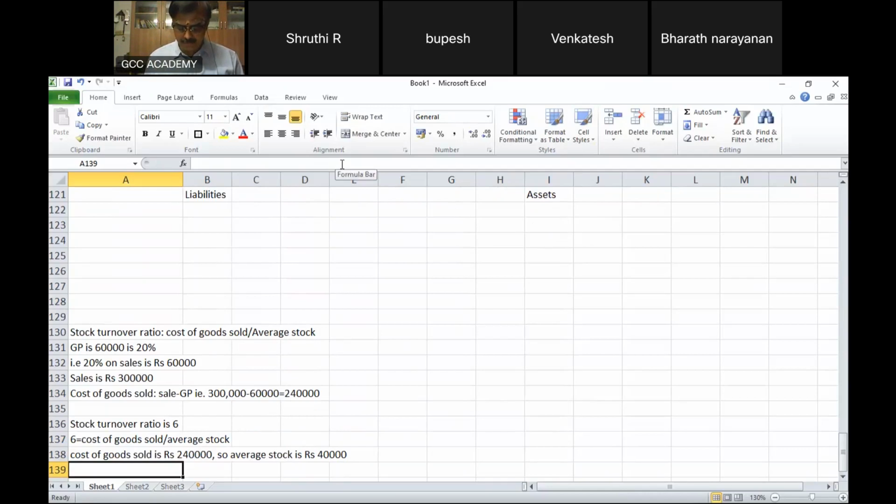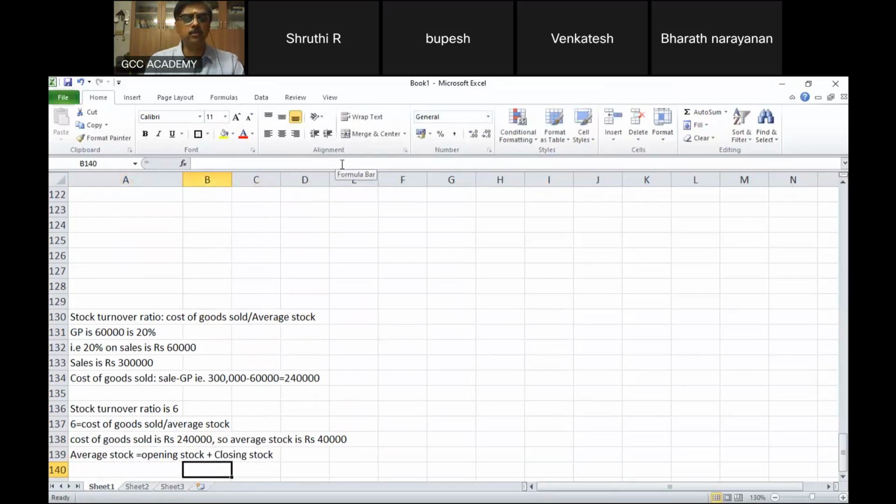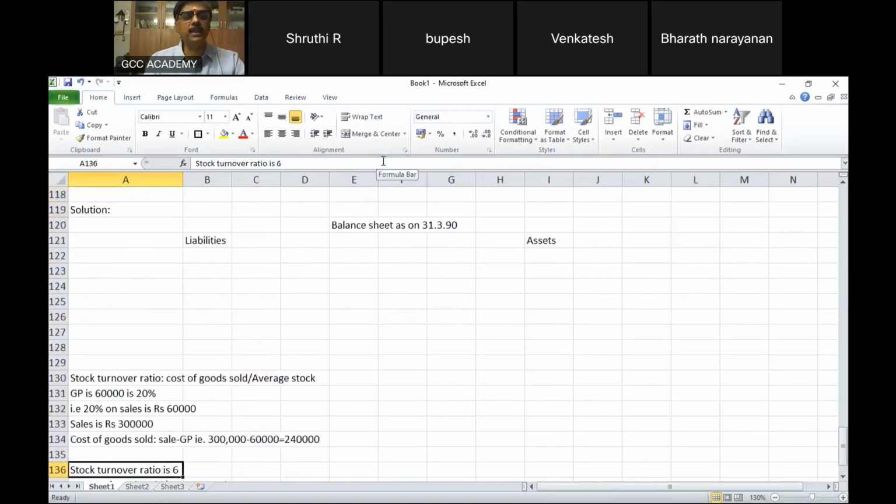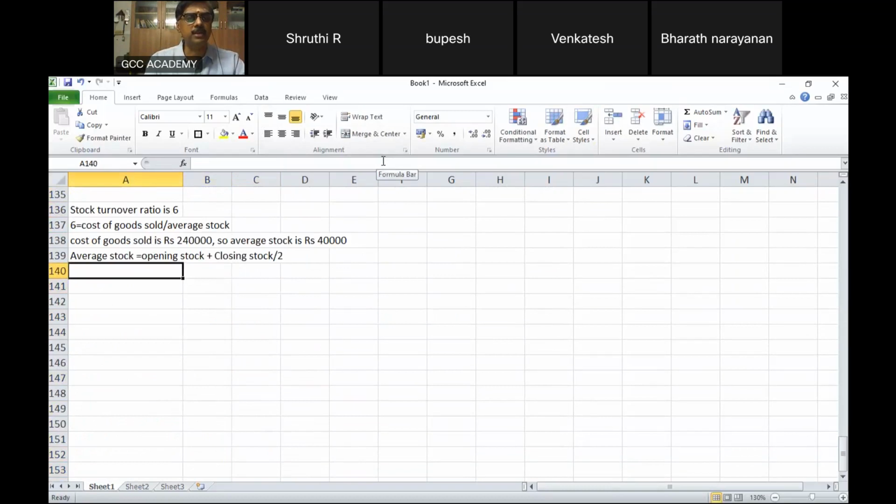Now, average stock is equal to opening stock plus closing stock, whole divided by 2. Opening stock plus closing stock, whole divided by 2. So for opening stock, closing stock is 5,000 in excess of opening stock. So assume opening stock as X.